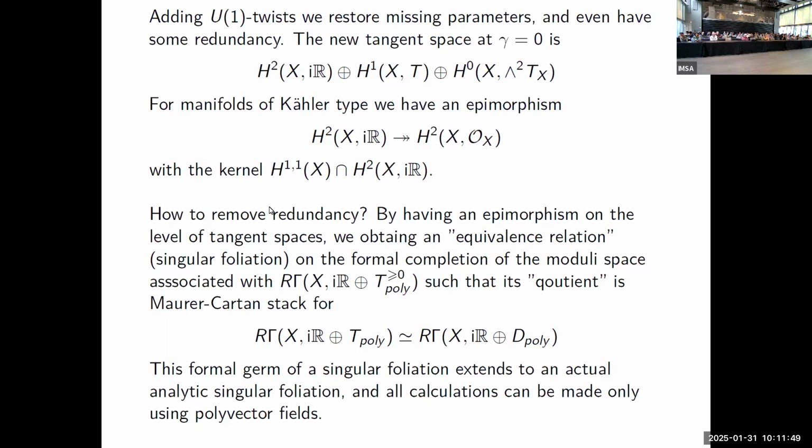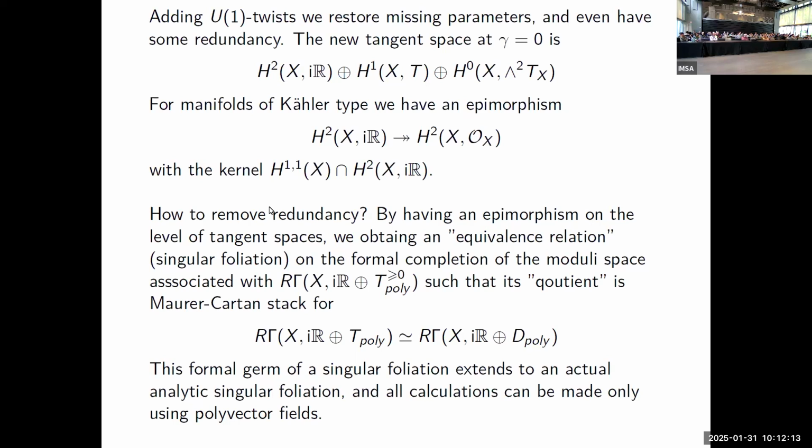Now we have a different problem. Before we had not enough parameters, now we have too many parameters. But it's not really trouble, because we have this epimorphism. One can produce some pretty interesting formula in this situation, but I don't have time to do it.